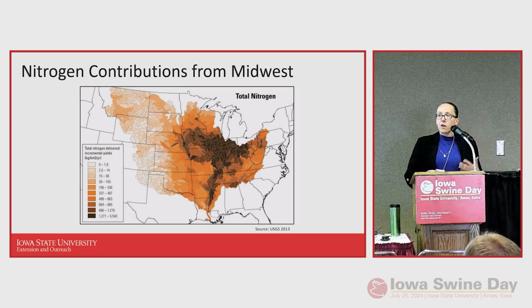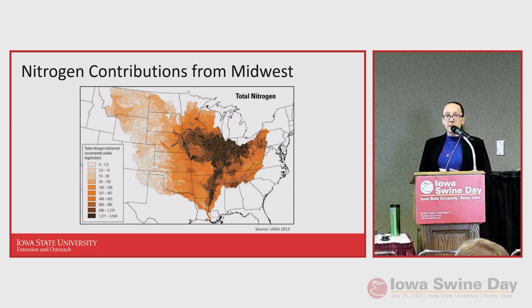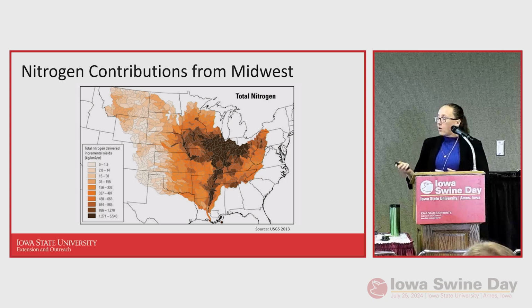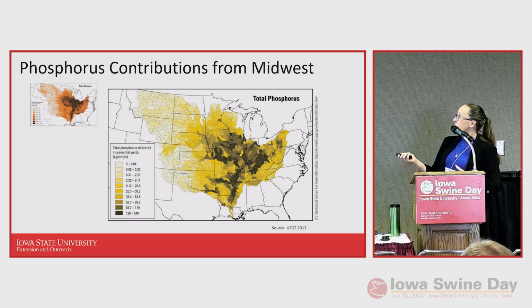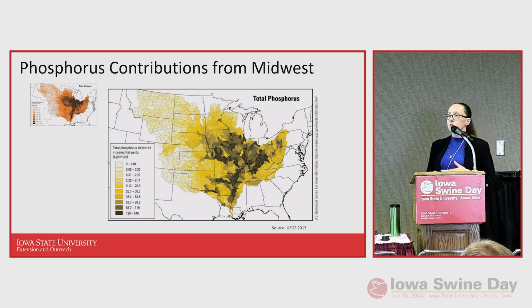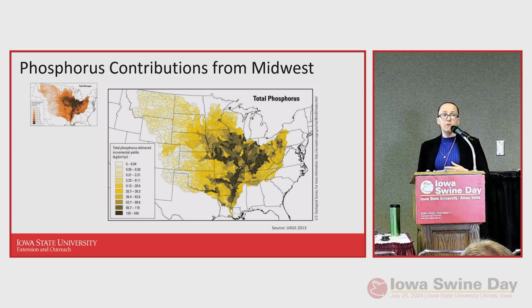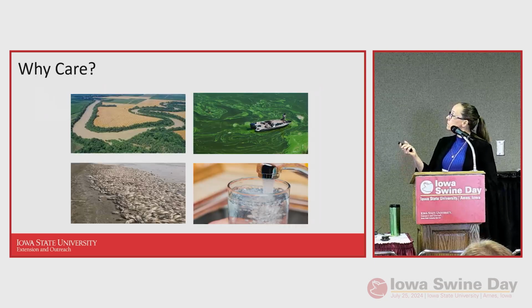Now, not all states in the Mississippi River Basin contribute equally. The darker colors here represent larger contributions, in this case of nitrogen. Ohio, Indiana, and Illinois are probably our biggest contributors, with Iowa not far behind. For phosphorus, it's a little more random, but Iowa still is contributing a decent amount of phosphorus to the Gulf.